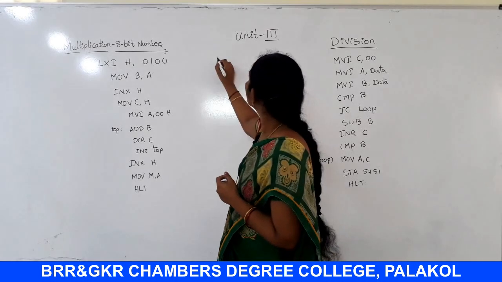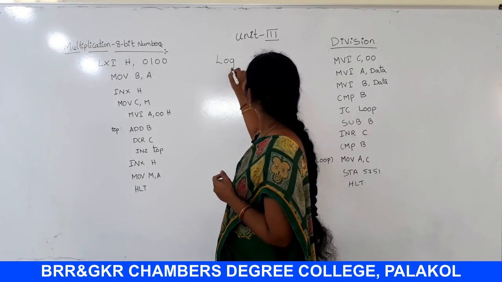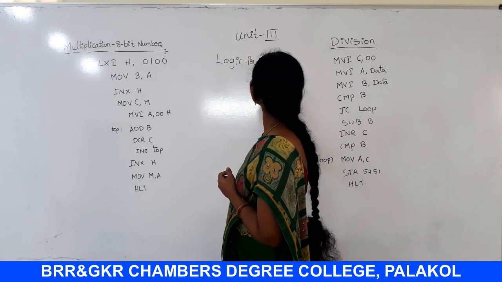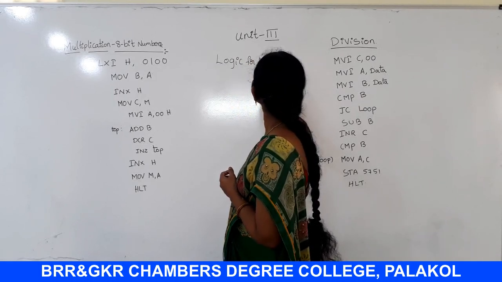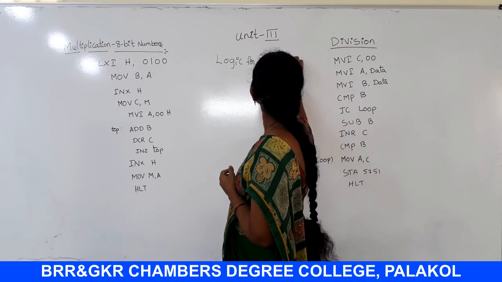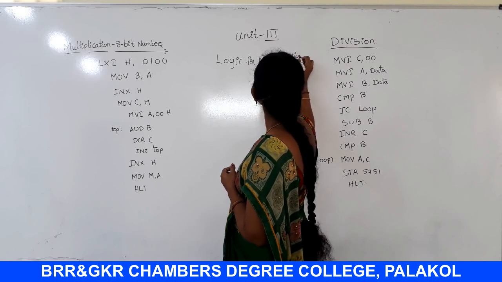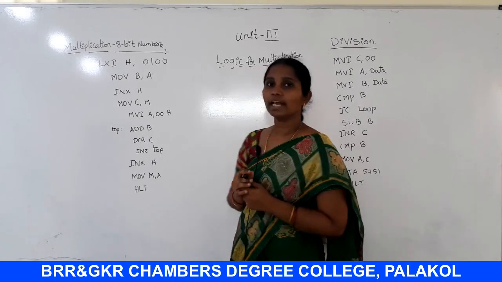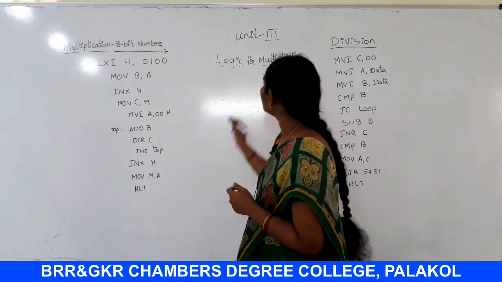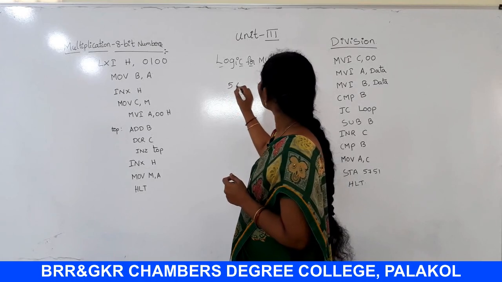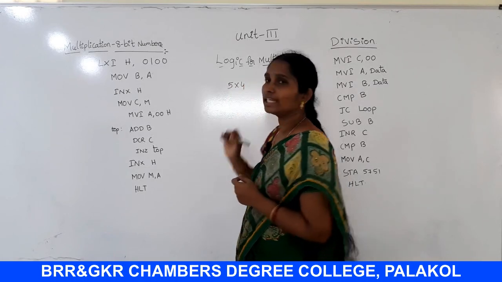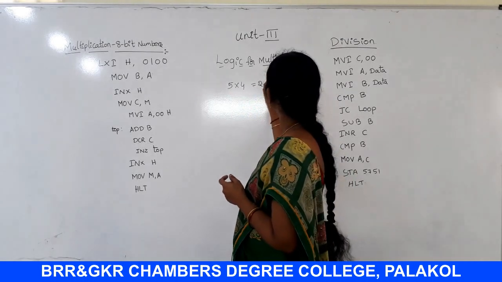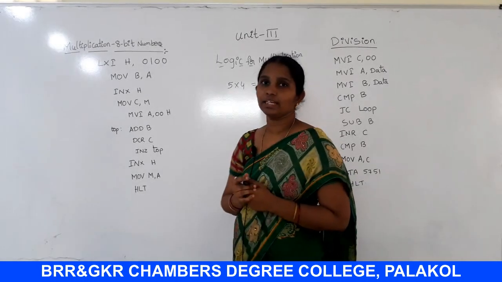Logic for multiplication. So I consider a number here. For example, consider 5 cross 4, that is nothing but a multiplication. So 5 cross 4 is equal to 20.